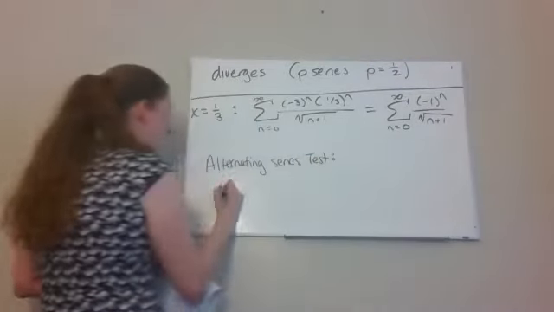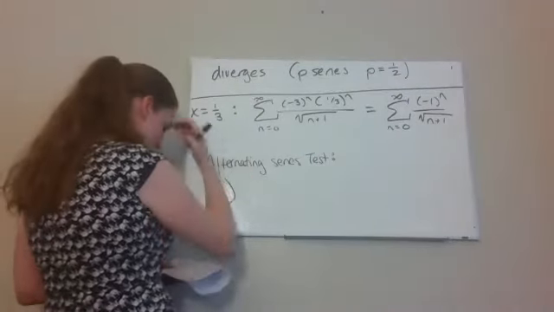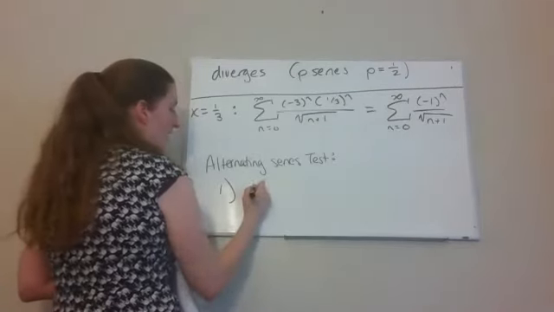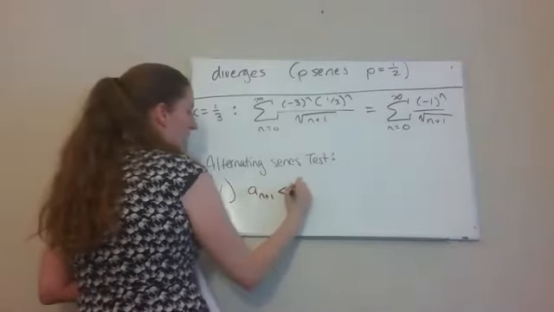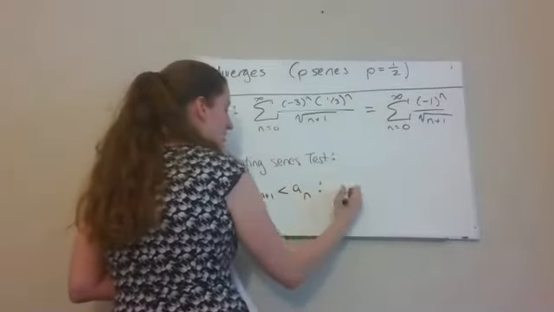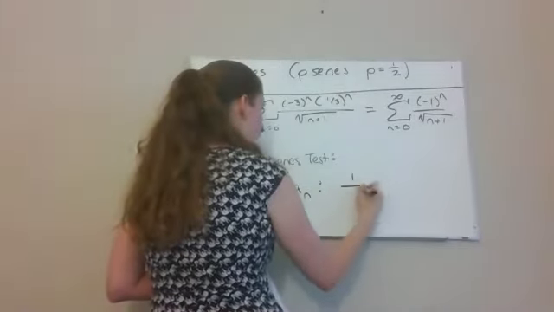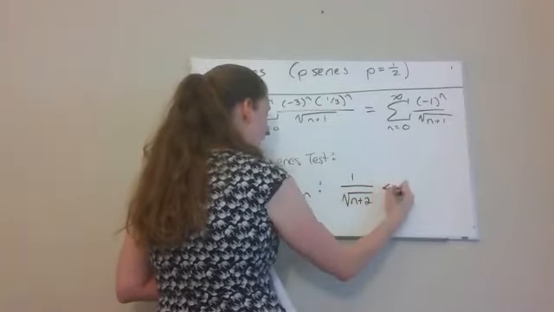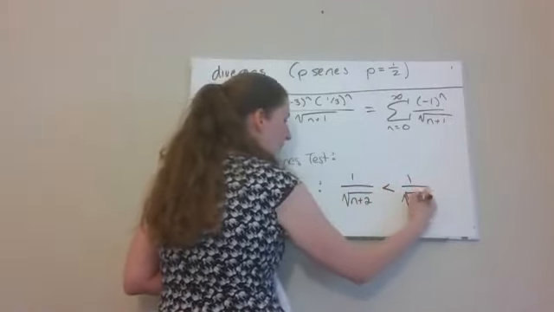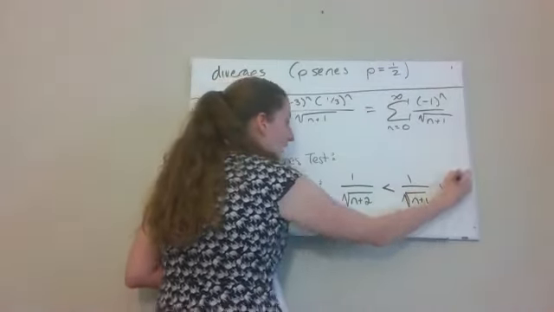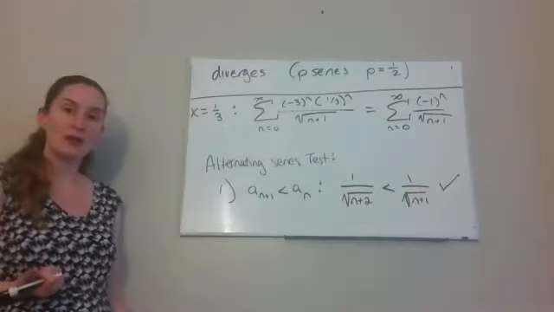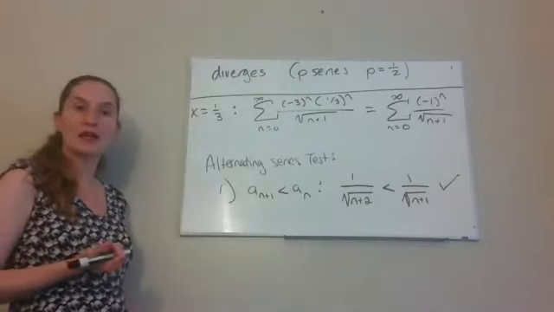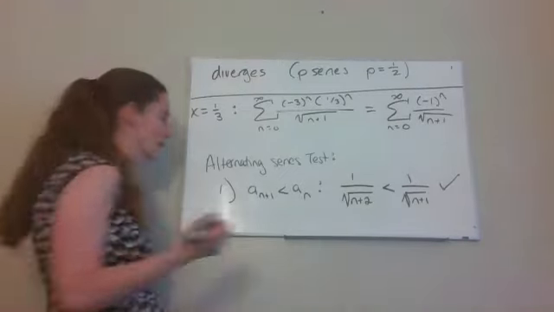So first, check to see if a_{n+1} is less than a_n by checking if 1 over square root of n plus 2 is less than 1 over square root of n plus 1. And it is, because the square root of n plus 2 is larger than the square root of n plus 1, so dividing by it results in a smaller number.